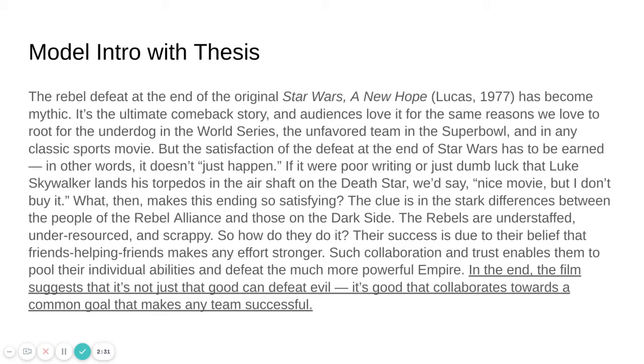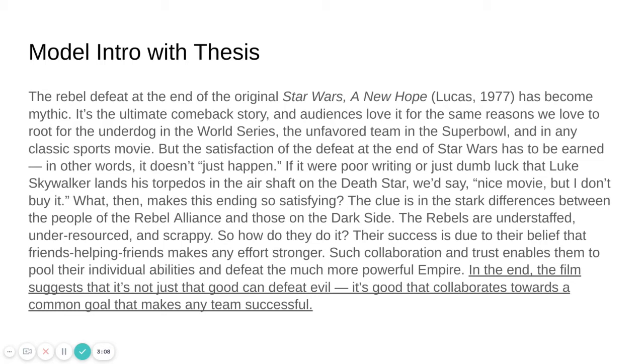So right now, I'm going to pause here and stop reading my paragraph and say, notice that I welcome the reader in by talking about the movie Star Wars, so I let them know exactly what we'll be dealing with. And I talk about some big themes, that we love it because it's a comeback story, right? That isn't a thesis, but I'm working my way towards one. And then I get a little bit more specific where I say the clue is in the stark differences between the people of the Rebel Alliance and those on the dark side. Now, I haven't really made my argument clear yet, but I'm working towards it.